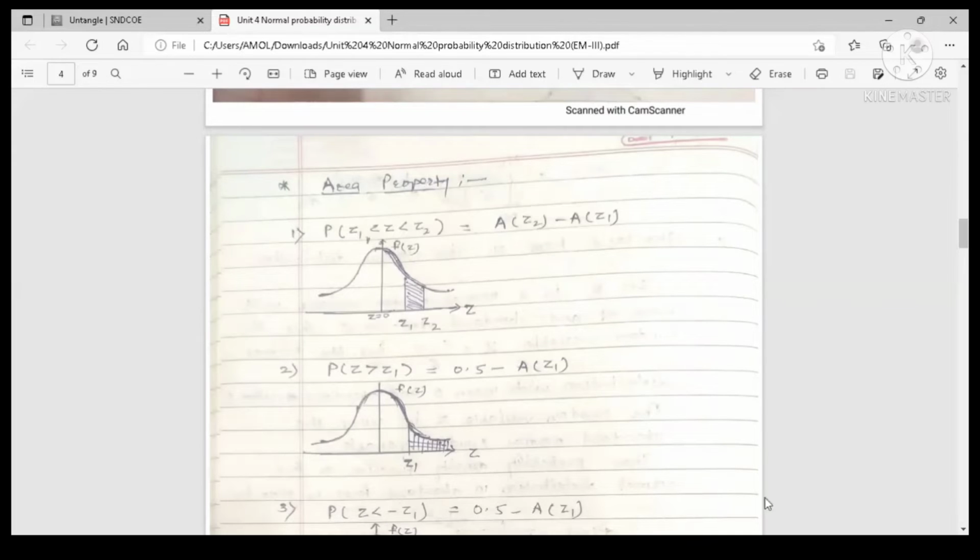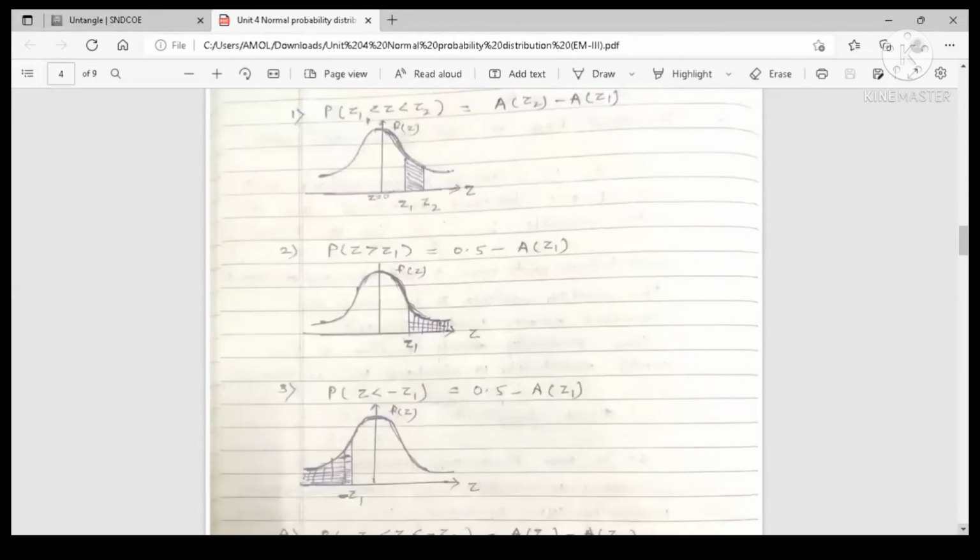Okay. The next is probability when Z is greater than Z1. See, this is the curve. This is Z1. Suppose Z1 is positive, then Z1 will be here on the RHS side. Now you have to find out the probability when Z is greater than Z1, meaning this shaded portion. We want the probability of this shaded portion, because we want the probability of Z when it is greater than Z1. So it is nothing but the area of the RHS side, which is 0.5, minus area of Z1.